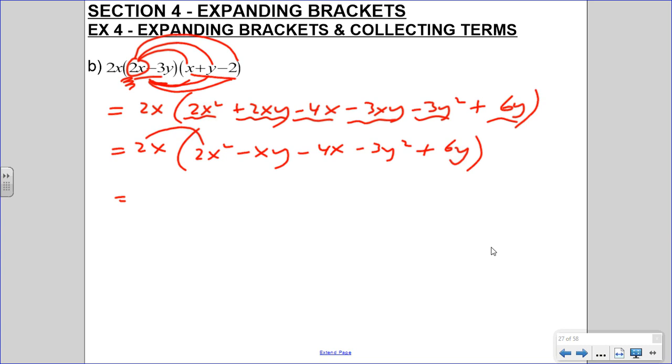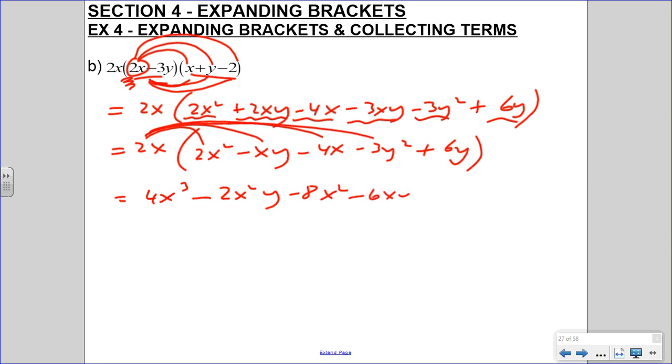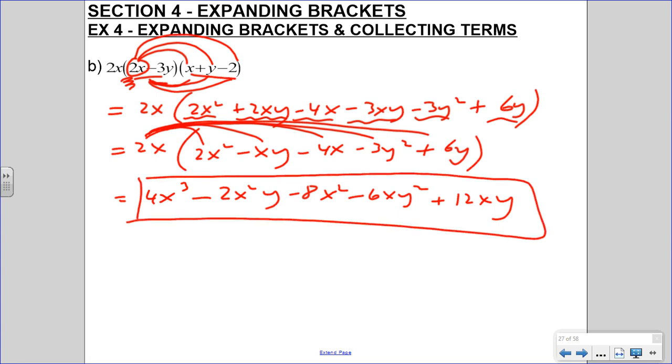So 2x times 2x squared, 4x cubed. 2x times minus xy, so minus 2x squared y. 2x times minus 4x, so minus 8x squared. 2x times minus 3y squared, so minus 6xy squared. 2x times 6y, so plus 12xy. Have a look at your terms. Any of them different? Any of them the same? No. So nothing can be simplified, and that is finished. And end the video.